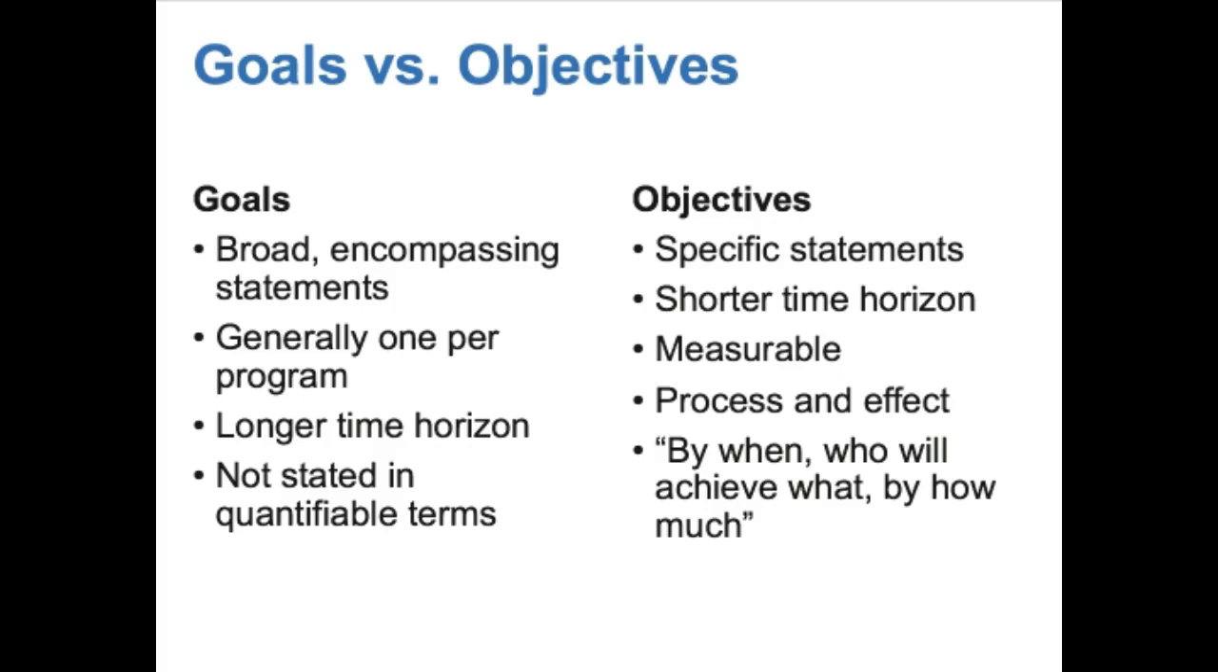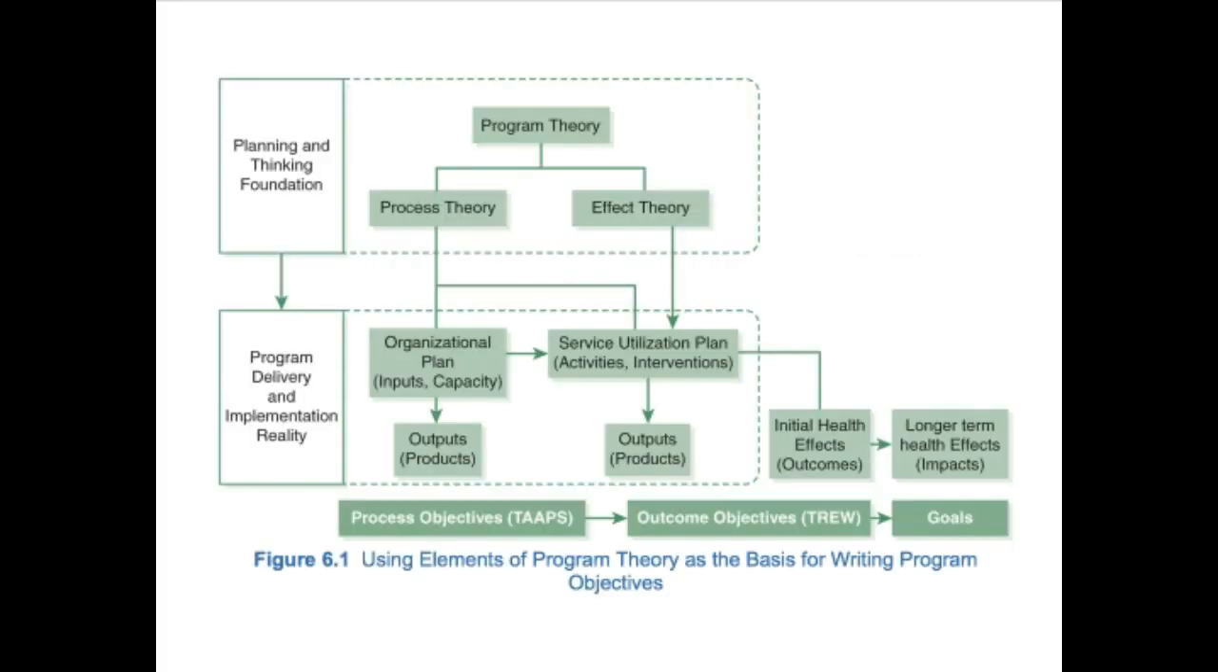For direct service programs, the time frame for objectives typically are 1 or 2 years, while timelines for population services programs are longer, such as 5 to 10-year time horizons. You can see this in the 10-year Healthy People targets. Here you can see a graphic depiction of how elements of the program theory can be used to develop program objectives.